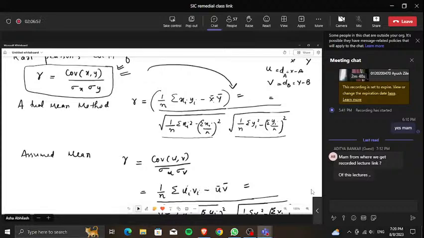Ma'am, in the actual mean method, should the n divide just the summation of xy, or the whole summation of xy minus x bar y bar? No, only this part. This part is multiplied by n. This part is free from n. Okay. Clear?